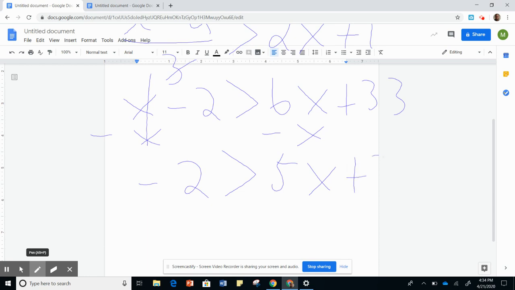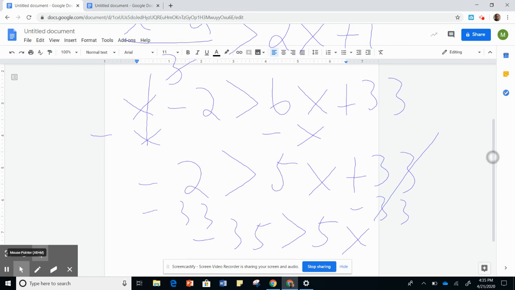Bring down plus 33. Now we have to get rid of the 33. So we do minus 33 on this side, minus 33, cancel here. Negative 2 plus a negative 33 is a negative 35 is greater than 5x, which we just brought down.